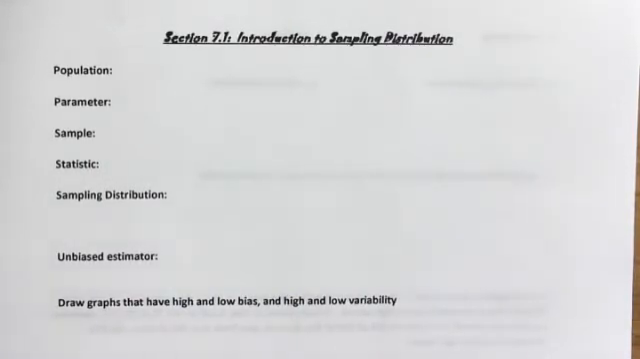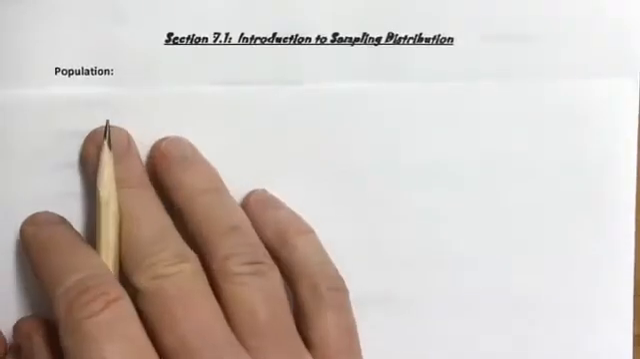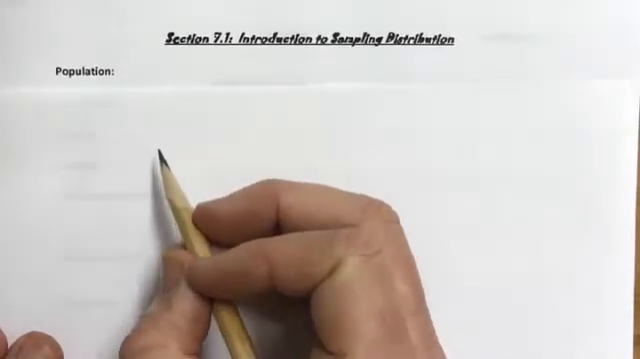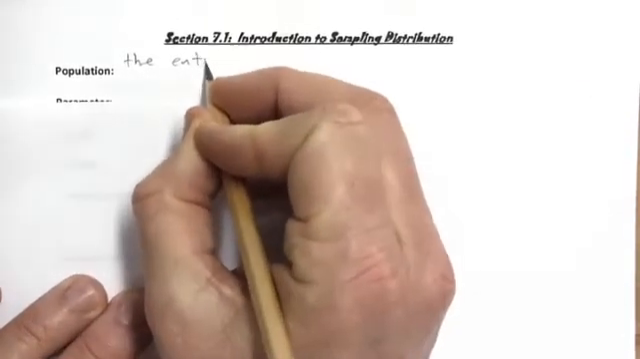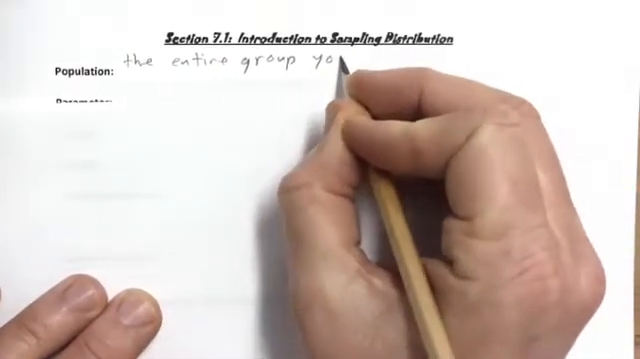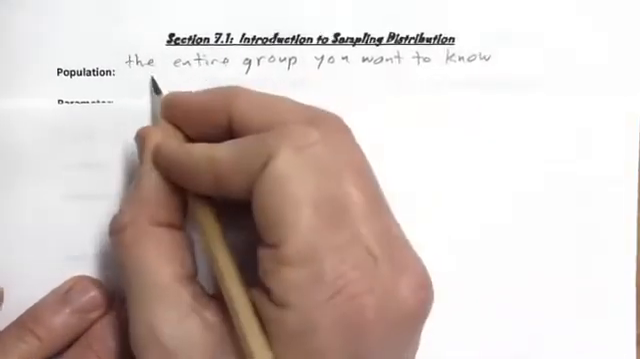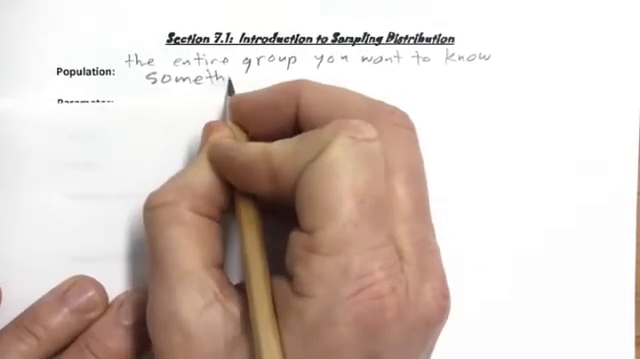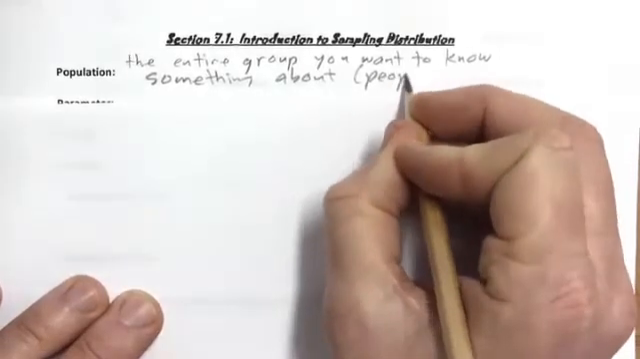So let me try to explain that to you. Many of these concepts we've been talking about throughout the year. The first thing is the concept of a population. The population is the whole group we want to know something about. Let's go ahead and write that definition. The population is the entire group you want to know something about. And the population can be made up of people, animals, or things.